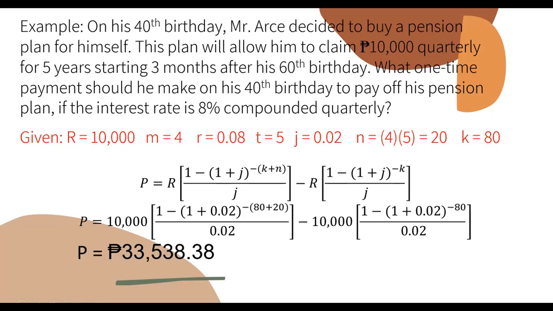Okay. Tingnan natin bakit siya naging K equals 80. Ayan. So bakit siya naging K equals 80? Dahil po, di ba 60 minus 40 is 20. So 20 years. Within 20 years, yung period natin, times 4 kasi quarterly, 20 times 4, kaya siya naging 80. So yung P natin, sinubstitute na natin yung mga given natin, is 33,538.38.